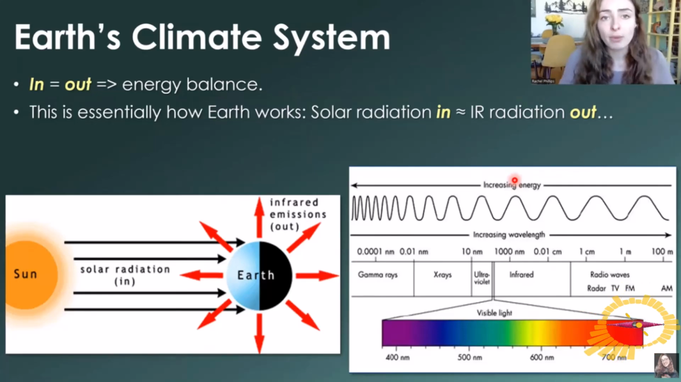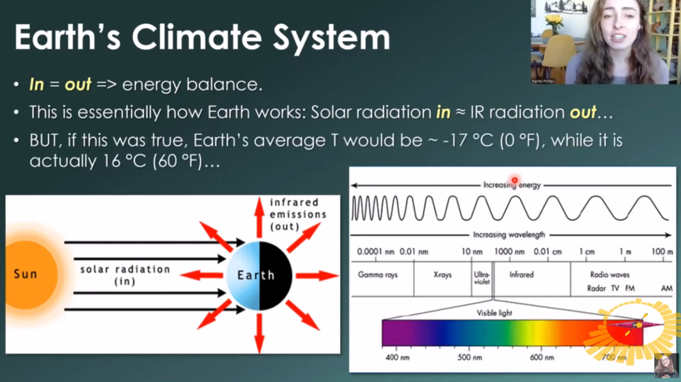We emit infrared light, which is why we can use infrared or thermal cameras to see that we are red in those cameras compared to our surroundings, which are blue because they're colder and we're hotter, and we're emitting IR radiation. We talked about this in the atmosphere video. Essentially, Earth absorbs solar radiation and emits IR radiation. So in equals out, right?